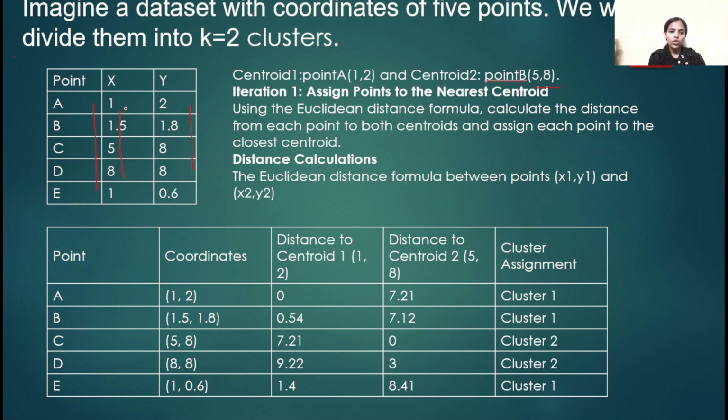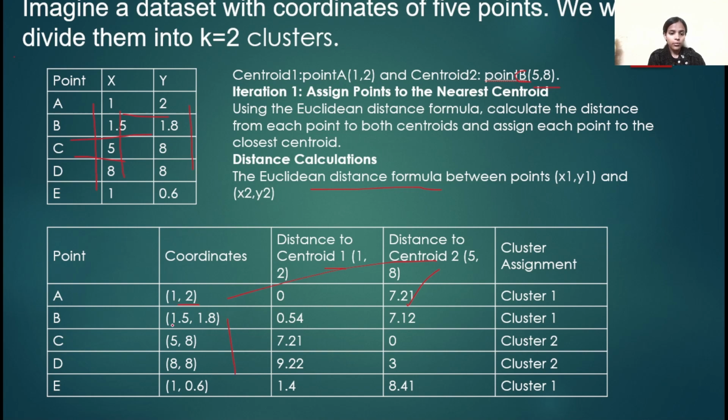Now what do we have to do? We have to choose any two points as the centroids. Here we have chosen A as a centroid and C as a centroid. So this is point C. Now we have to calculate each data point's distance from the centroids. We calculate this coordinate's distance from this centroid, which is 0. Now we calculate its distance from centroid 2, which is 7.21, by using the Euclidean distance formula between 2 points.